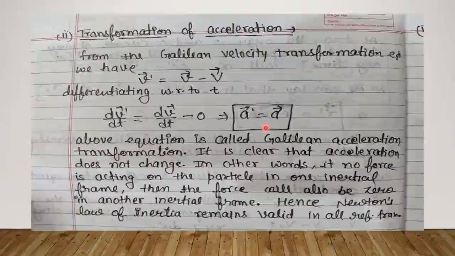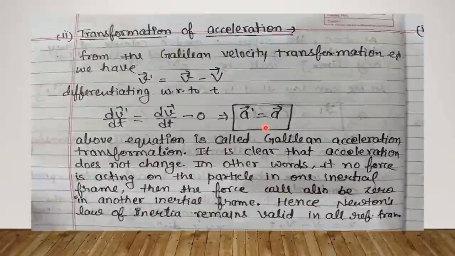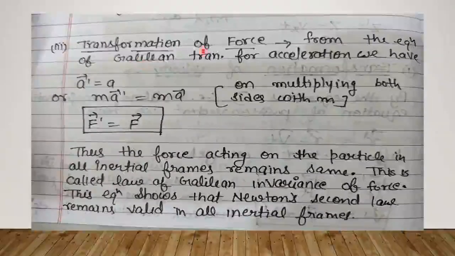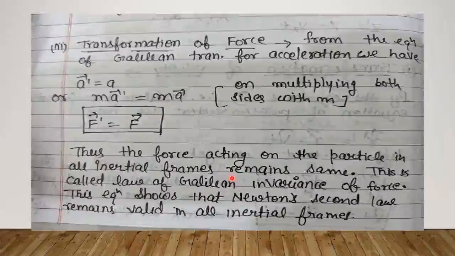In other words, if no force is acting on the particle in one inertial frame, then the force will also be 0 in another inertial frame. Hence, Newton's law of inertia remains valid in all reference frames. We can write transformation of force. From the equation of Galilean transformation for acceleration, we have a dash equals a. On multiplying both sides by m, we get f dash equals f. Thus, the force acting on the particle in all inertial frames remains the same. This is called the law of Galilean invariance of force.